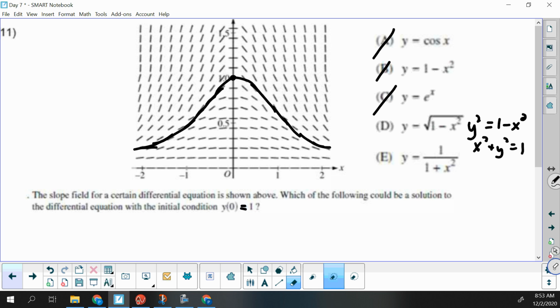And then lastly, hopefully this will work out. We have 1 over 1 plus x squared. Notice that should always be positive, which ours is going to be. As x becomes enormous, the y values are going to get really small because the denominator will get big. And when x is 0, it does give us 1 back. So it looks like E will work out for that.